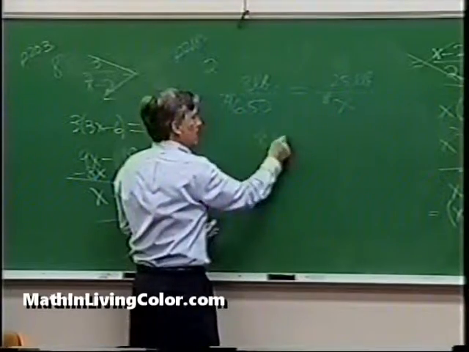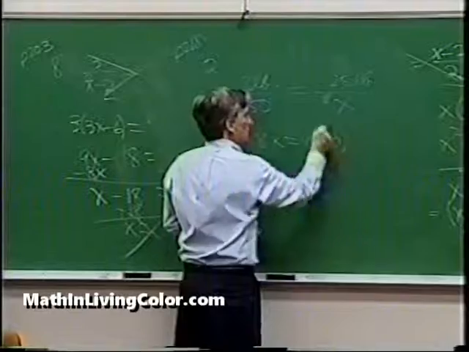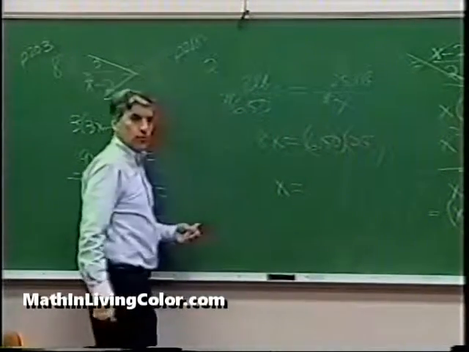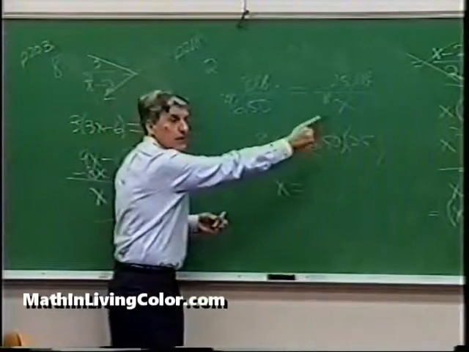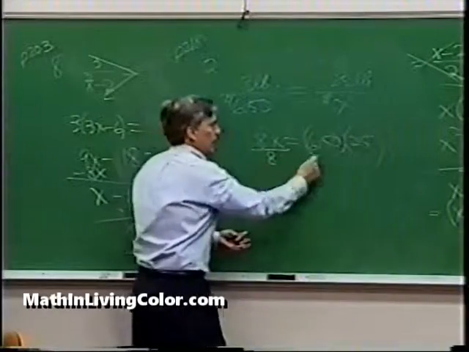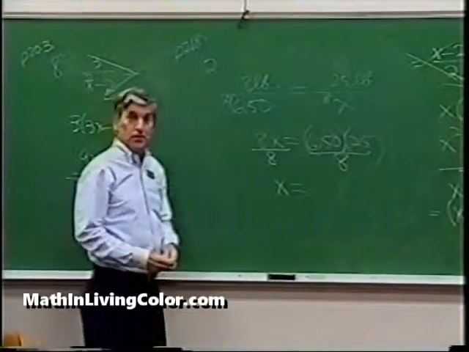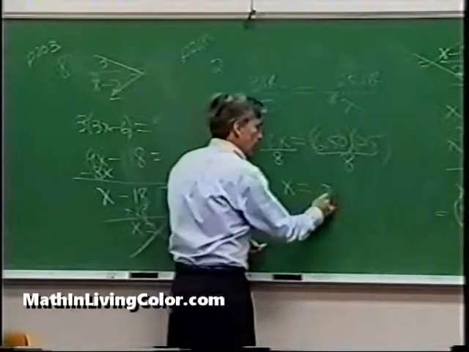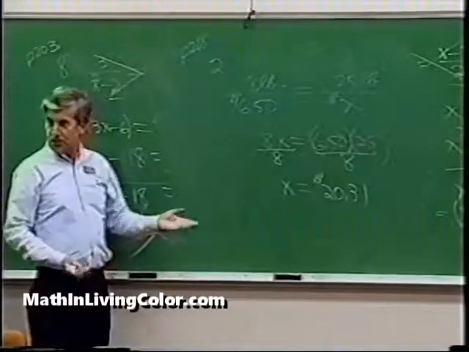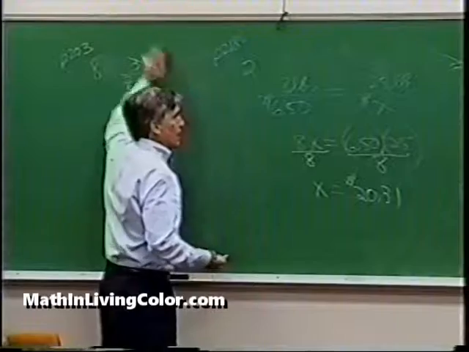Multiply. 8x equals 650 times 25. And then to get x, take the 650 times 25 and divide by 8. And what did you get? Round it to the nearest cent. $20.31. Now, isn't that simple? That's so easy, you probably didn't even need an explanation of that.